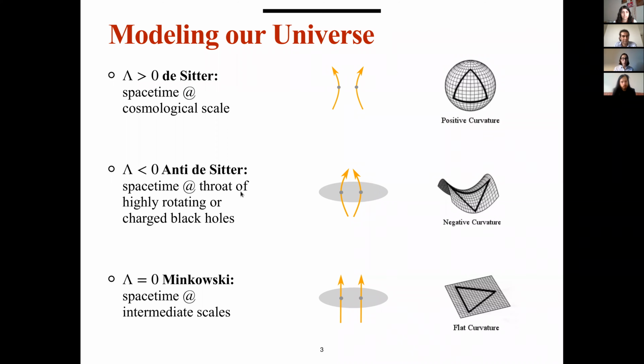So for lambda positive, it will be very important for understanding cosmology and holography in that context. Then for negative cosmological constant, the region in the universe that will benefit a lot from our understanding in terms of holography are highly rotating or charged black holes. And then finally, on many intermediate scales in between cosmology and the throats of black holes, we have flat space or asymptotically flat space. And this is what I'm going to discuss in the next hour or so.